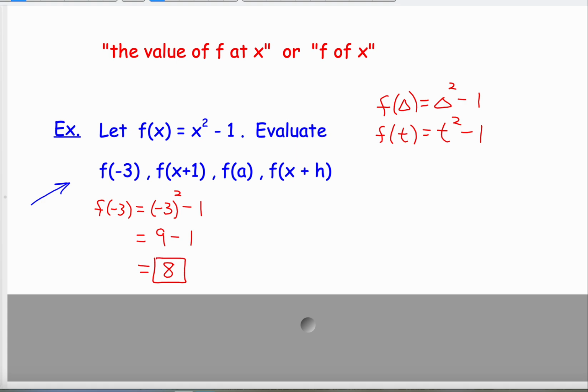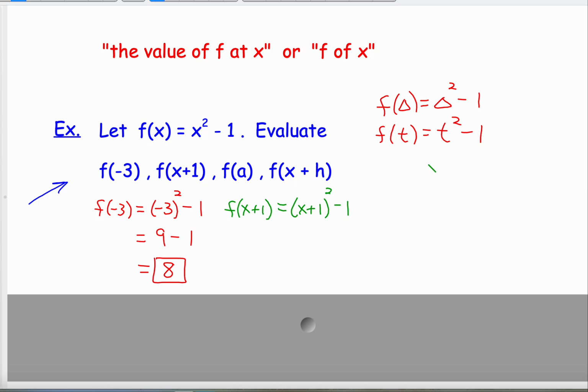All right, how about, let's switch colors. How about f of x plus 1? Once again, remember, what does this function do? This is the input. It squares the input and subtracts 1. Whatever the input is, it squares it and subtracts 1. Okay? My input is x plus 1. So I need to square that and then subtract 1. Well, what's x plus 1 quantity squared?